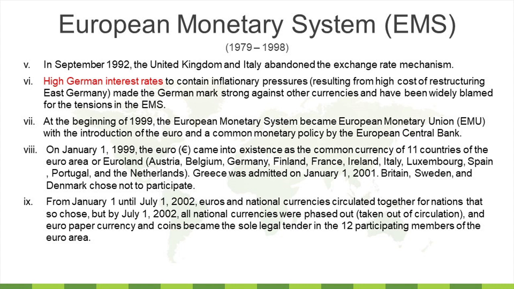9. From January 1 until July 1, 2002, euros and national currencies circulated together for nations that so chose. But by July 1, 2002, all national currencies were phased out, taken out of circulation, and euro paper currency and coins became the sole legal tender in the 12 participating members of the euro area.